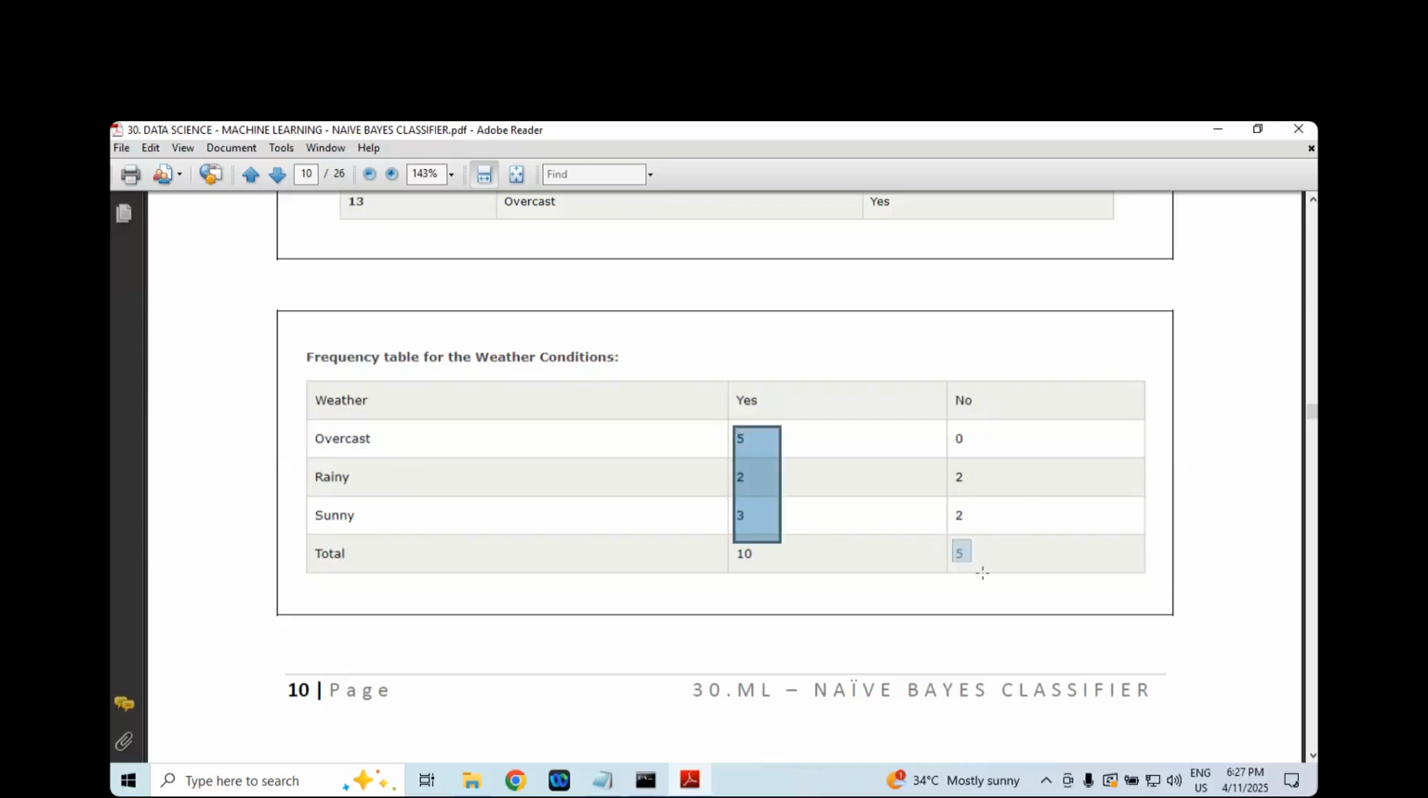Don't worry, here it should be 4. Let me correct a small mistake here. The total yes is 10, and this total is 4. Are you with me?